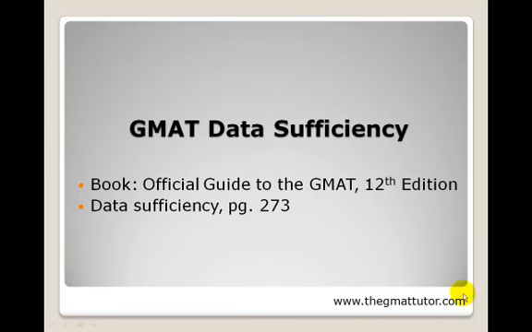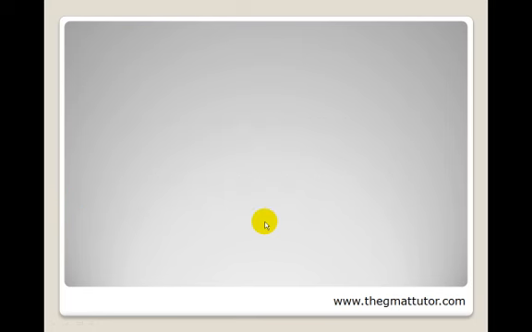Okay, let's get started with solving GMAT data sufficiency questions that are found in the Official Guide to the GMAT, 12th edition. That's the red book. And the data sufficiency questions begin on page 273.